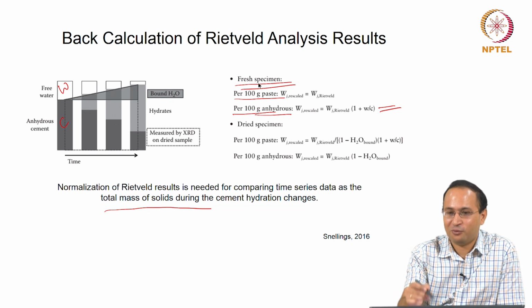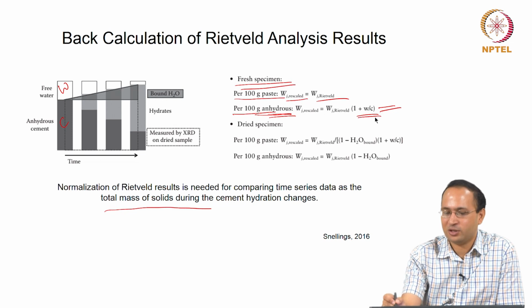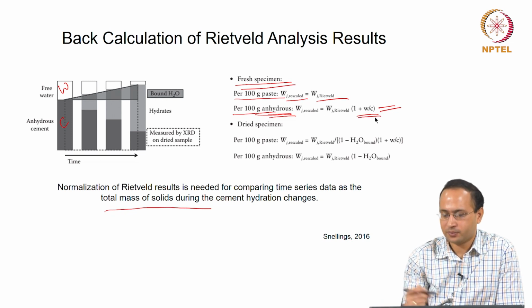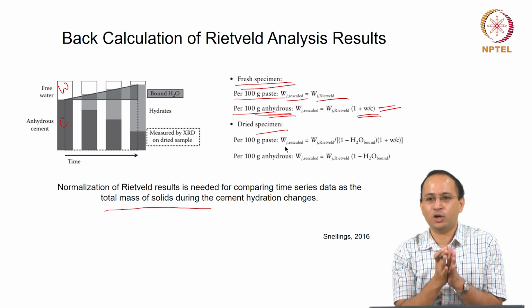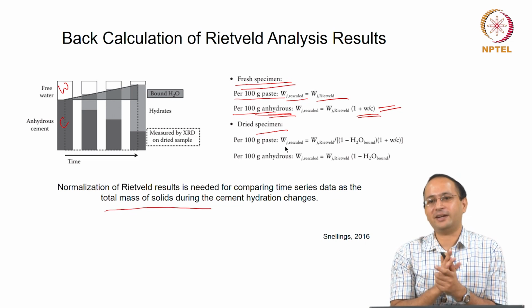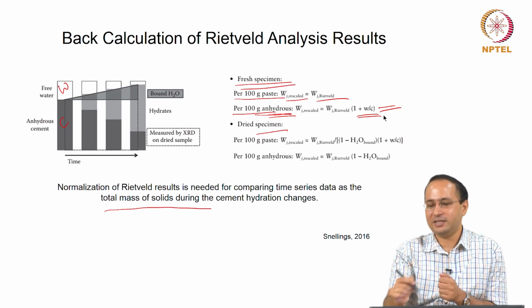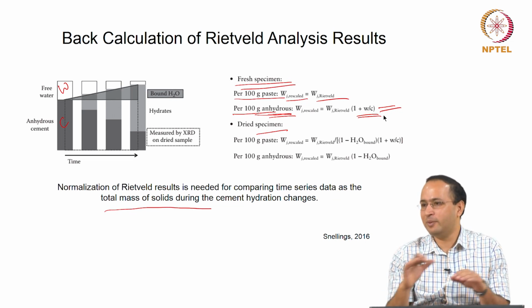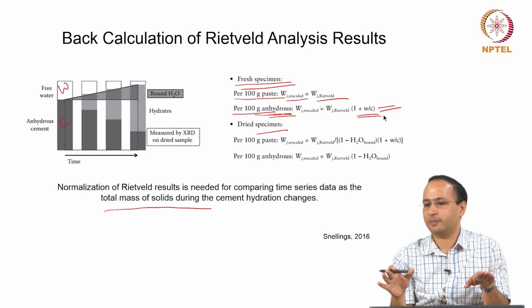So obviously for fresh samples, per paste, your rescaled value is close to Rietveld. But when you normalize by anhydrous, your water cement ratio plays a role. For a dried sample, these are the formulas you can use. The idea is that your degree of hydration is changing and your mass of solids is changing, so you have to take that into account. Using these relationships, you can normalize it, and then you will be able to compare.